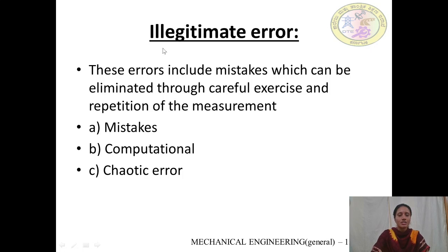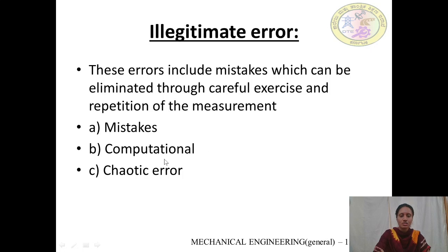Next, illegitimate error. These errors include mistakes which can be eliminated through careful exercise and repetition of the measurement. Mistakes, computational and chaotic errors come under illegitimate errors. When we repeat the measurements 3 to 4 times and take the average, we get accurate results. So when we make mistakes, it comes under illegitimate error.